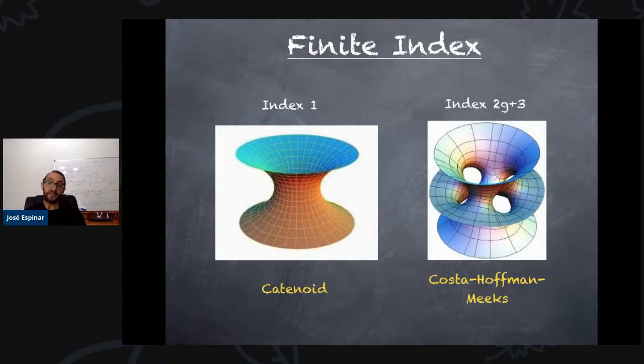And for index bigger than 1, we have a gap. And the other one that we know is the Costa-Hoffman-Meeks family that has index 2g plus 3. So in the case of the Costa surface, it is genus 1, index 5. Okay, we have a gap there. So what happened? Do they exist in between? Do we have surfaces in R3 with index 2, 3, or 4? So there was a question around that time, around the 80s.